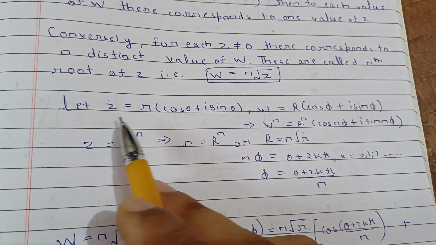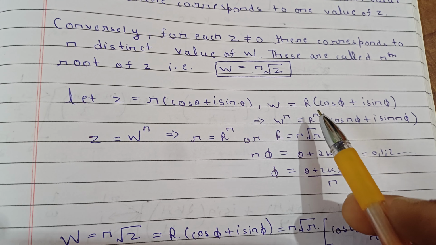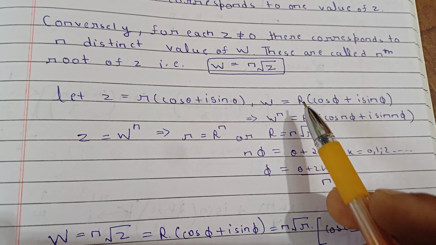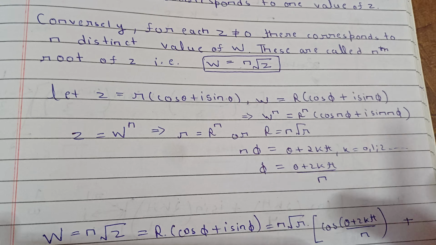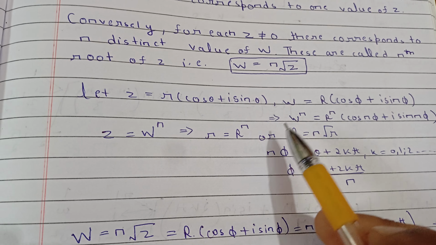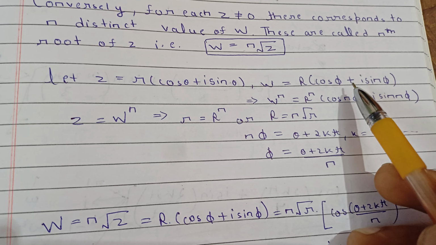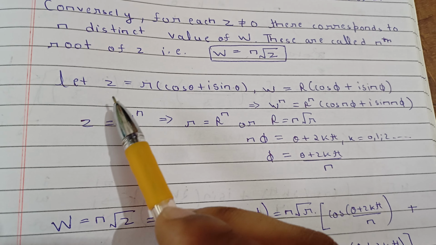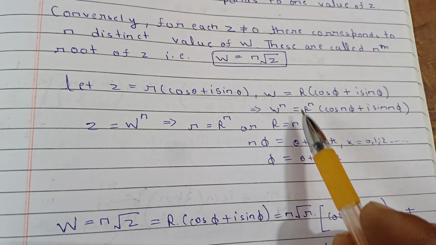Let's define z as r (cos theta plus i sin theta), and define w as capital R (cos phi plus i sin phi). Now let's see what w to the power n is. It will give us R to the n, and using de Moivre's formula we will get cos n phi plus i sin n phi. Now z equal to w to the power n means z should be equal to this.